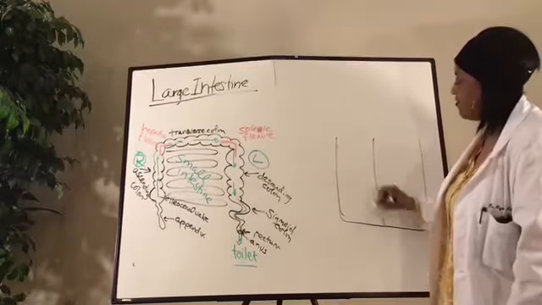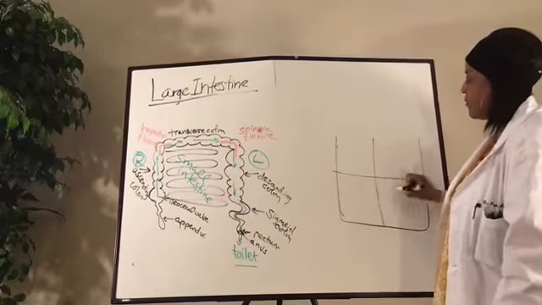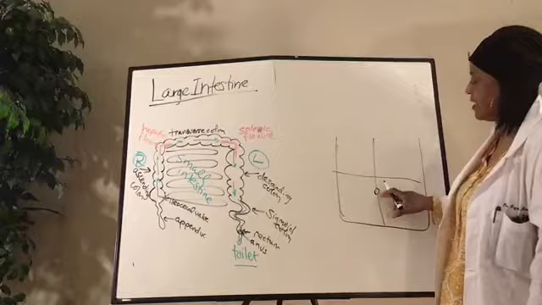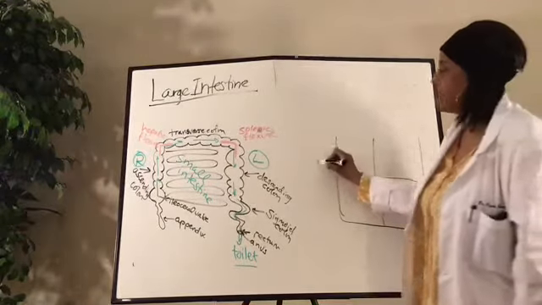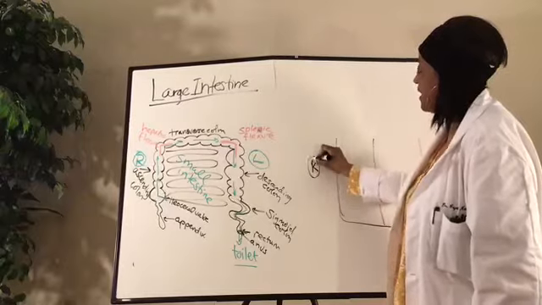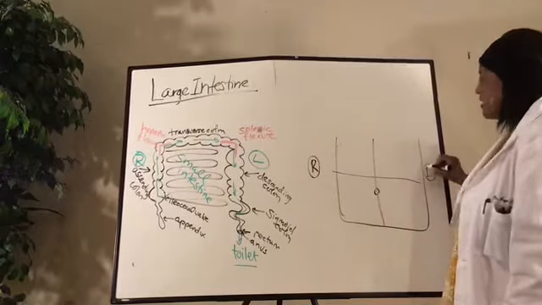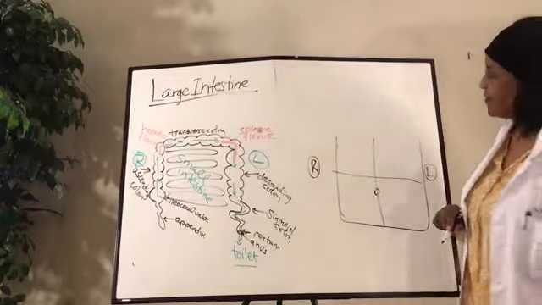And I'm just going to break it up into quadrants, or fours. And that's the umbilicus here, the belly button. Again, always orient yourself. Know that this is the right and this is the left, anatomical position, correct?